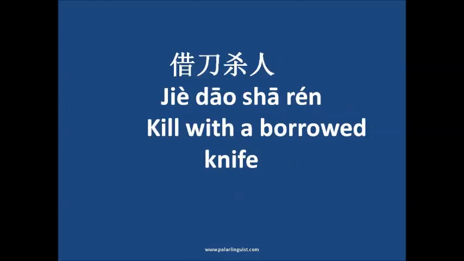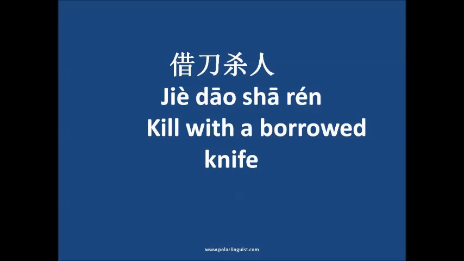Jie Dao Sha Ren. Kill with a borrowed knife. Attack using the strength of another. In a situation where using one's own strength is not favorable, trick an ally into attacking him, bribe an official to turn traitor, or use the enemy's own strength against him.